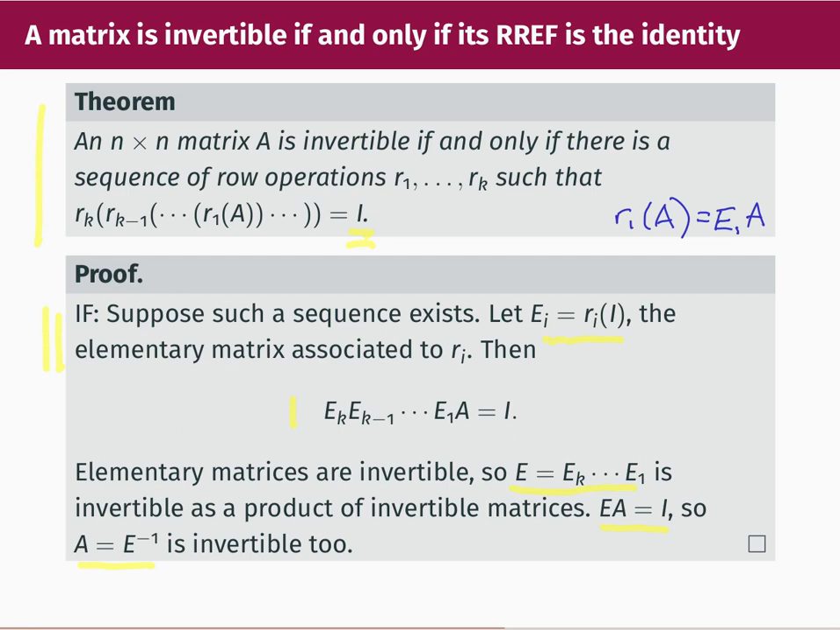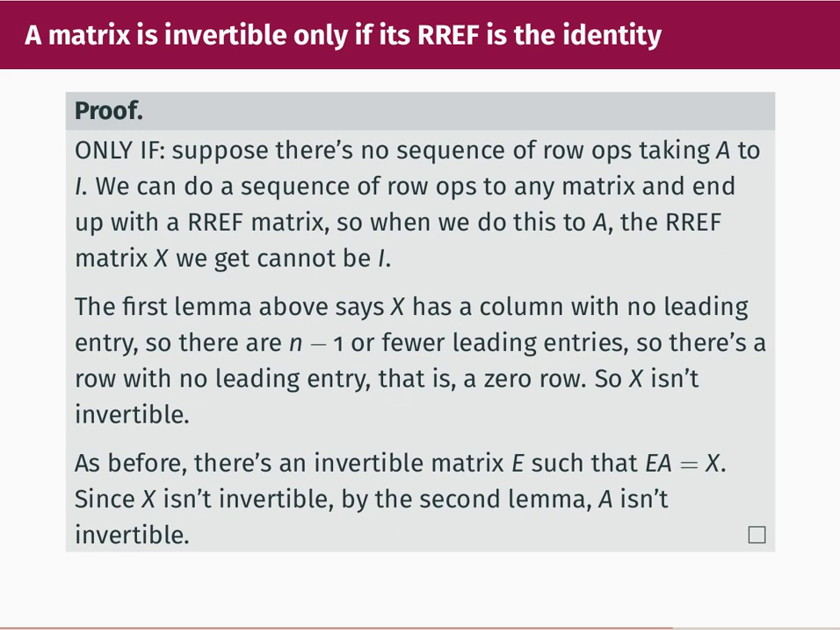So we've proved if there is a sequence of row operations taking A to the identity matrix, then A is invertible. Now we have to do the other direction of the proof. So for the other direction, suppose that there is no sequence of row operations which takes the matrix A to the identity matrix. Well, what we know is we can do a sequence of row operations to any matrix and end up with a row-reduced echelon form matrix. So it must be possible to do a sequence of row operations to A and get a row-reduced echelon form matrix. Let's call that row-reduced echelon form matrix X, and that cannot be the identity.